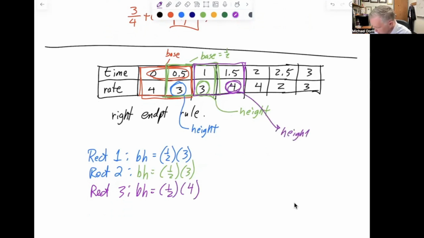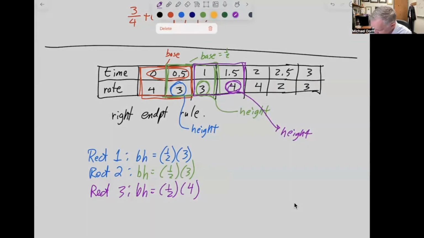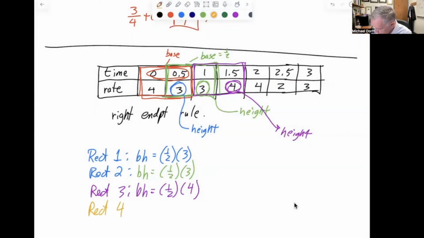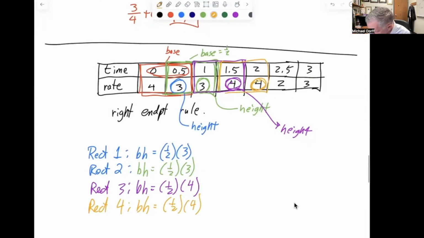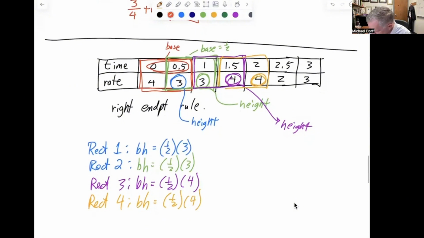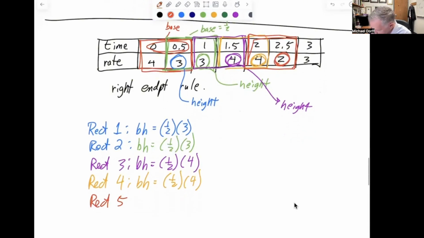There's the height. And then I just keep doing the same pattern here. Rectangle 4 is base times height. It's going to be a half times 4, using that one. And let's see, I'll use red again here. The fifth rectangle is going to be this one, where my height now is 2. So I get base times height is a half, height is 2.